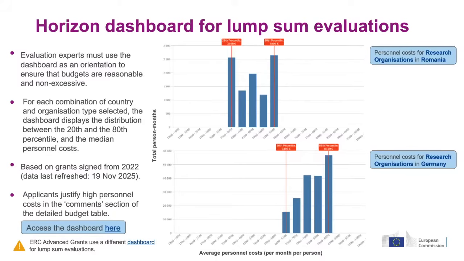So it must come out of your proposal. The ideal way to deal with it is if you are really above this distribution, put a clear explanation for that situation in the comments box or in the comments tab in the Excel file.